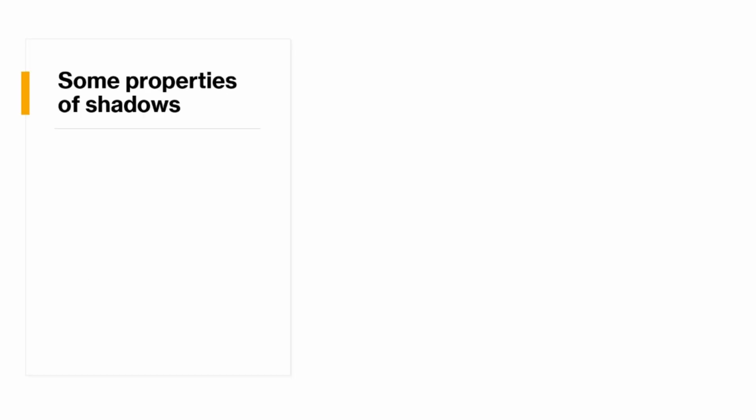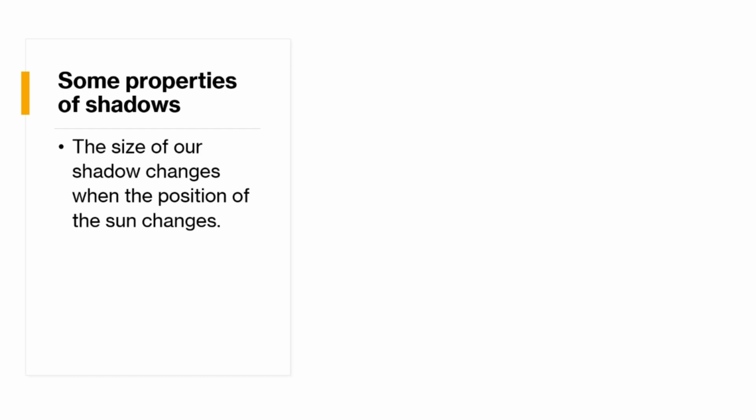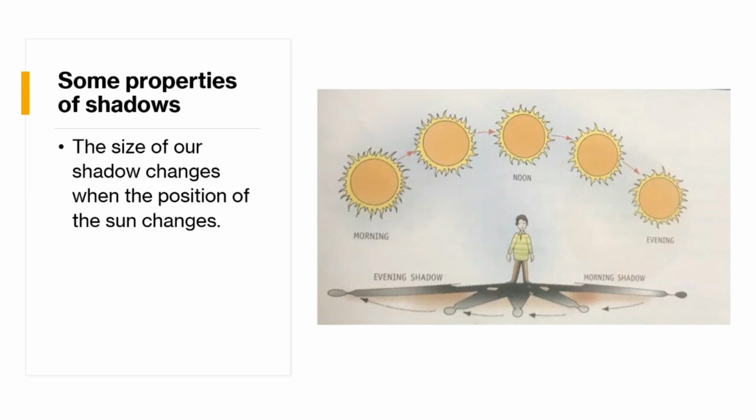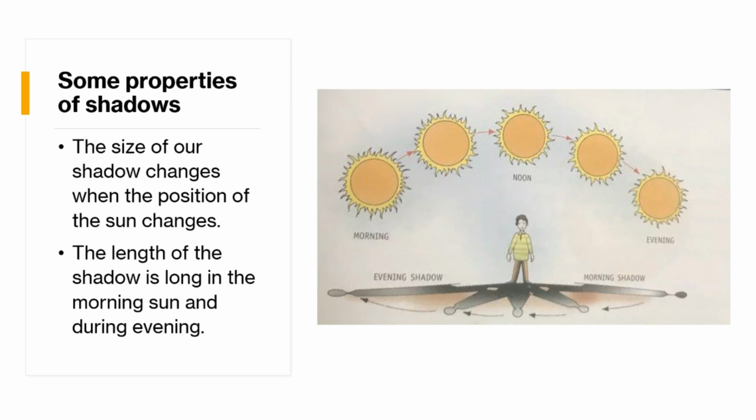The size of our shadow changes when the position of the sun changes. Sometimes it is longer and at other times it is shorter than us. The length of the shadow is long in the morning and during the evening. It is shortest at noon.